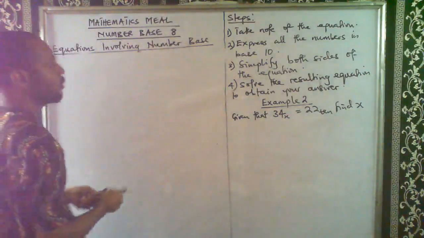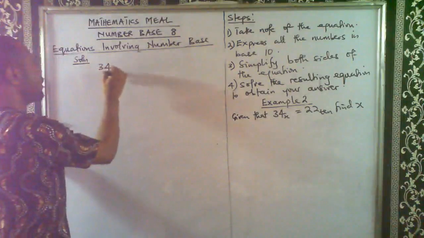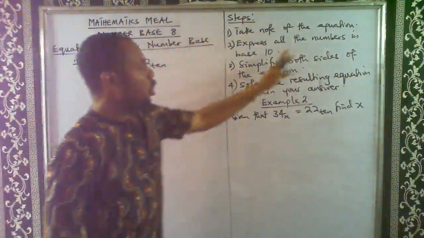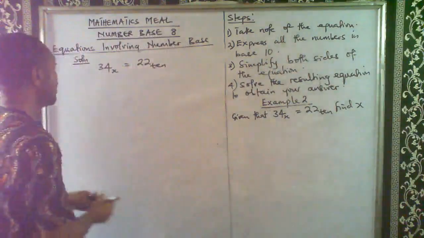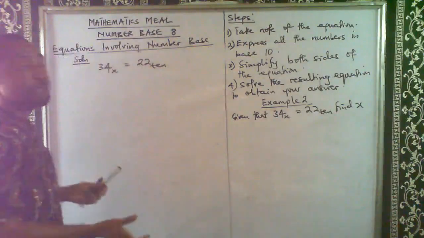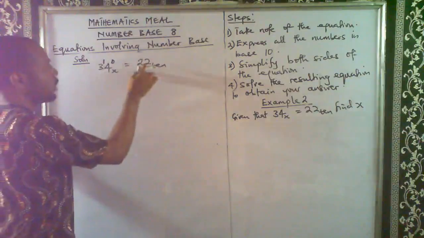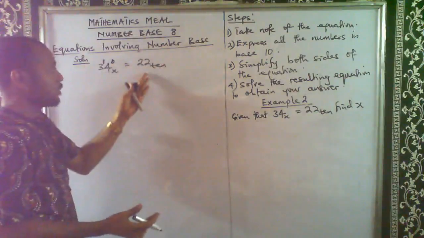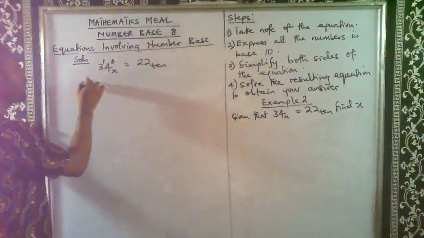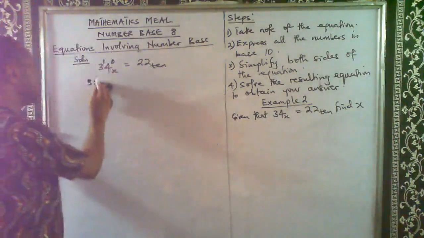Take note of the equation. We have the equation: 34 in base x is equal to 22 in base 10. Express all the numbers in base 10. This already in base 10 is untouchable. This one is not in base 10, it's in base x, so we express it in base 10. No need of touching this. Even if you still do that, you arrive at 22. Since it's already in base 10, you leave it that way. So let's do this: 3 times x. The base is x.